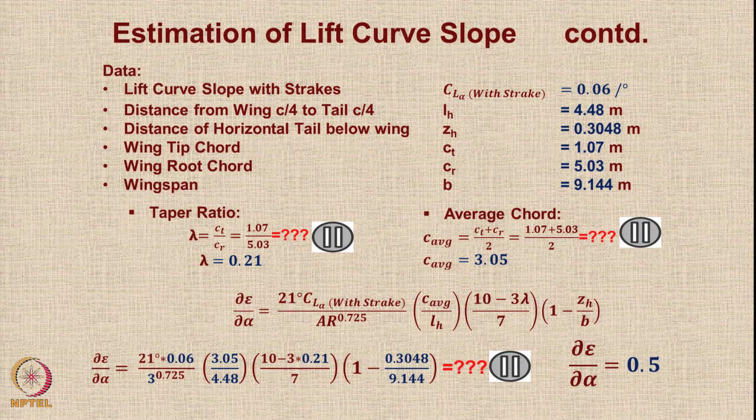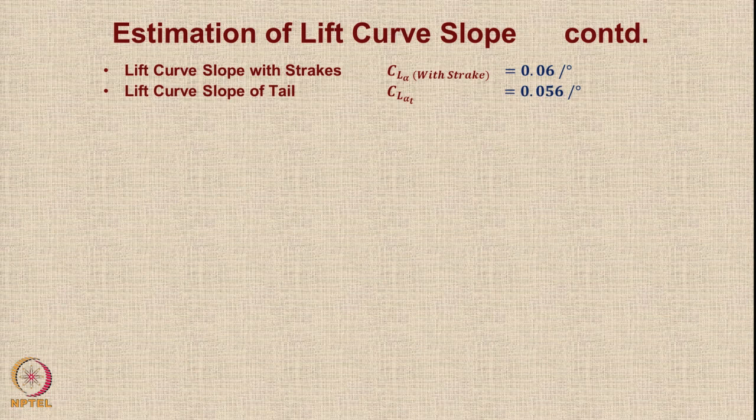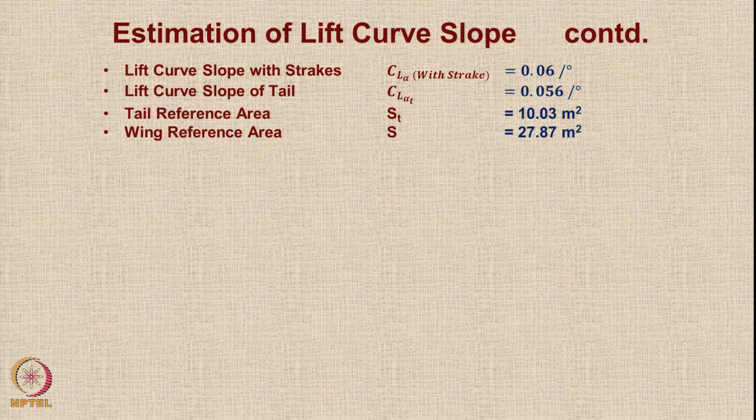0.5. Okay. Moving ahead, so we know the lift curve slope with strakes as 0.06. We have just calculated the lift curve slope of the tail also as 0.056. The tail reference area was 10.03 square meters, and we also know the wing reference area, and we have just calculated dε/dα as 0.5.